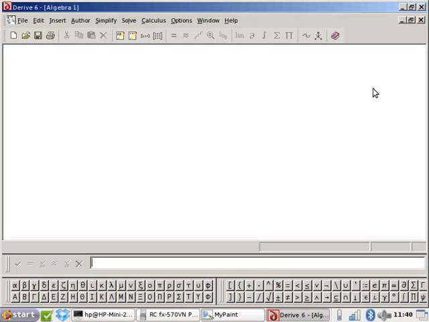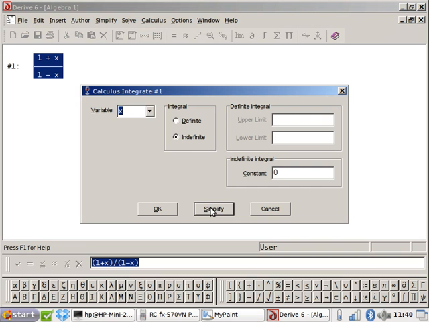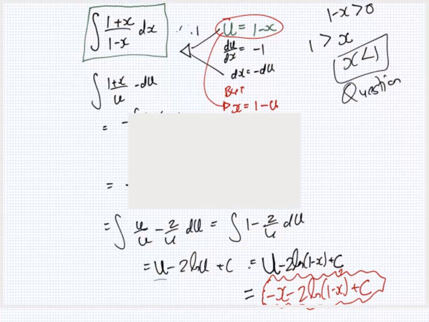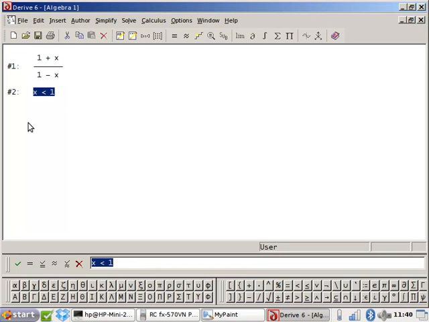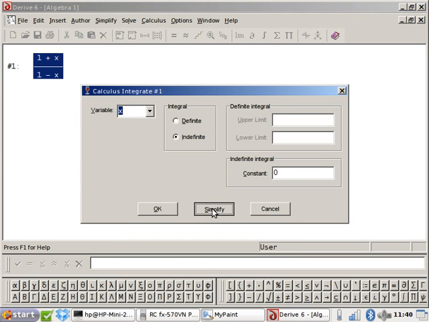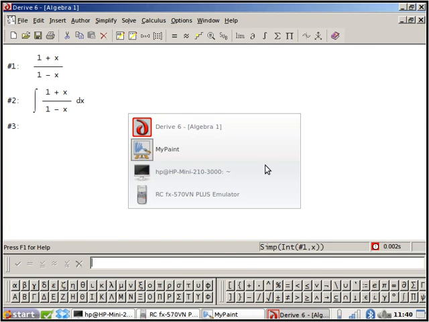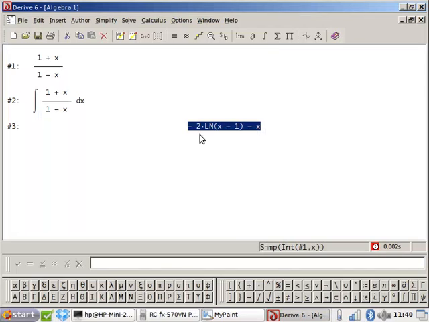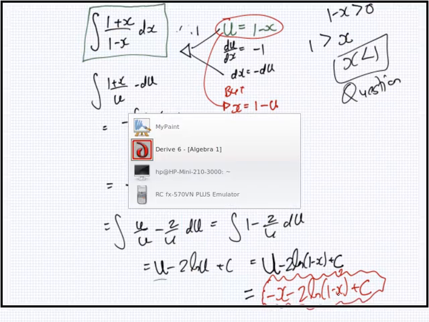Right, let's see what I have here. Integrate 1 plus x over 1 minus x. Oh, and can I say x less than 1? Can I do both? No, can't do both. Alright, integrate. Minus 2 log x minus 1, 1 minus x plus c.